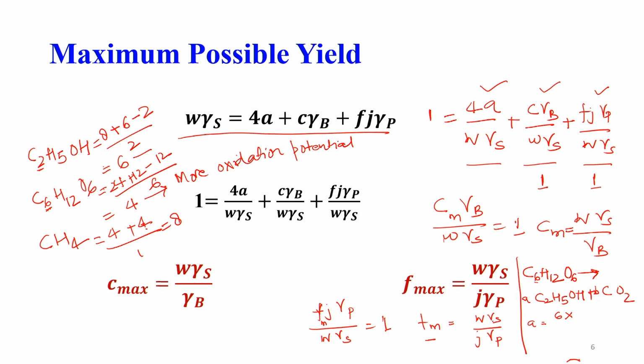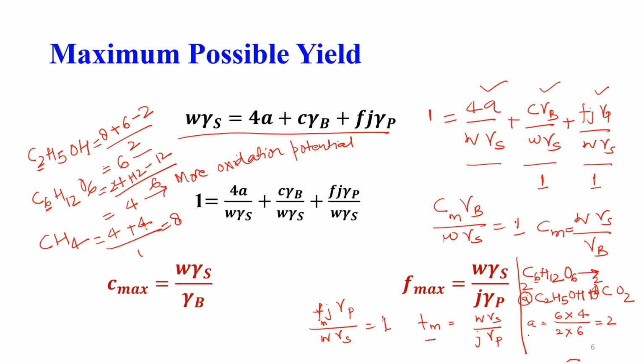Gamma S is the degree of reduction of the substrate, for glucose the value is 4, divided by J. What is the value of J? It is 2 into the degree of reduction of the product, gamma P, which for ethanol is 6. So we are getting the value of A as 2. So now we know that from 1 mole of glucose, 2 moles of ethanol are produced and similarly 2 moles of carbon dioxide are produced.